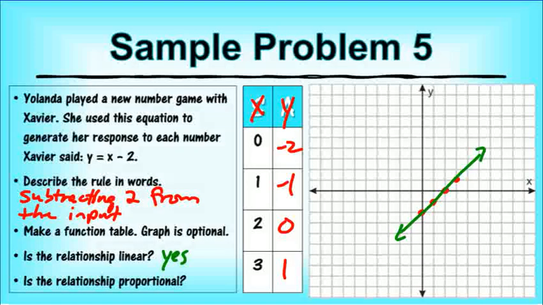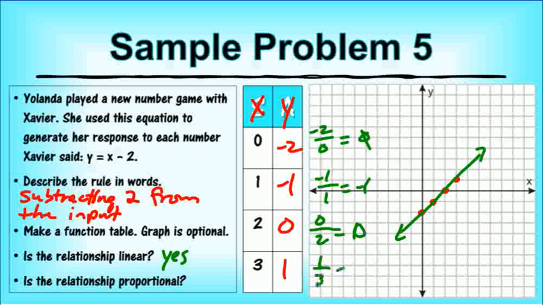Is it proportional? If I take a negative 2 divided by 0, I can't do that. Can't divide by 0, so that's undefined. Negative 1 divided by 1 gives us negative 1. 0 divided by 2 gives us 0. And 1 divided by 3 gives us 1/3. They are not the same, so no, it's not proportional.